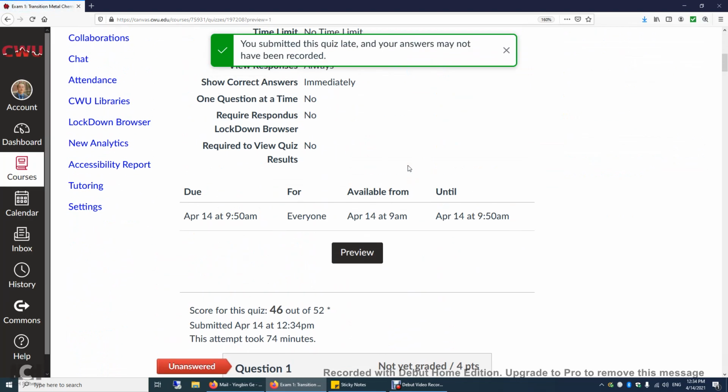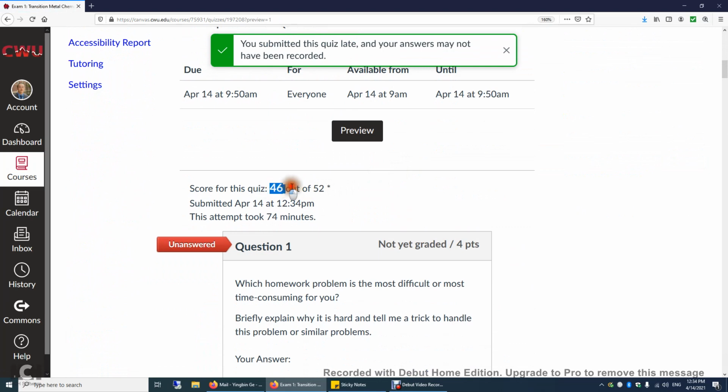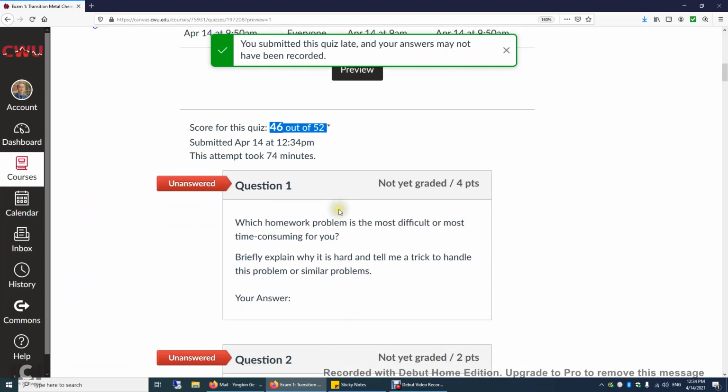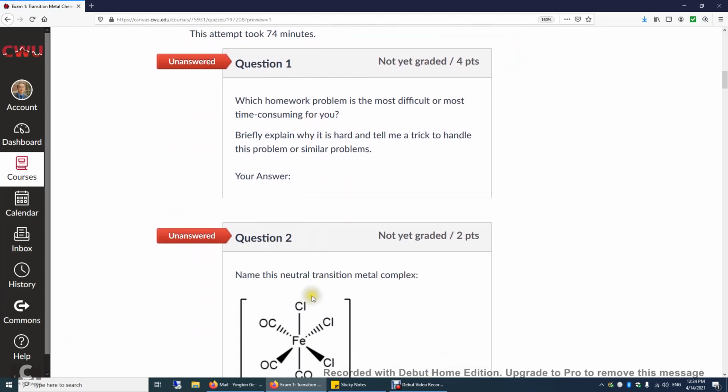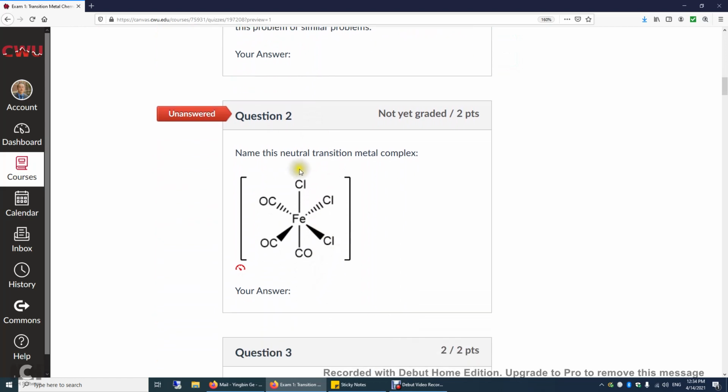Okay, let's check. I got 46 out of 52 because I didn't answer question 1. I didn't answer question 2 on Canvas. But again, this is just fact. Tricarbonyl, trichloride, or iron 3 with the oxidation number of 3.